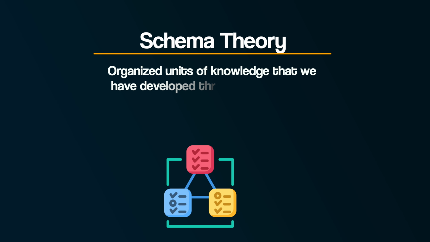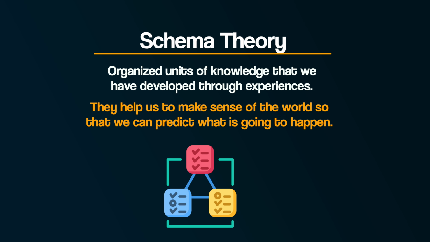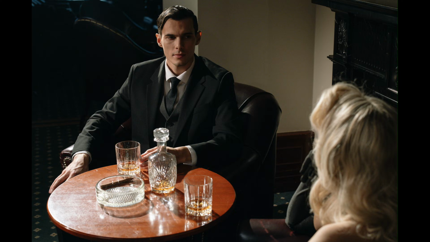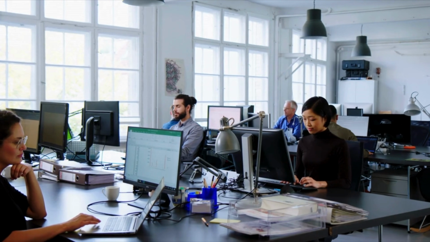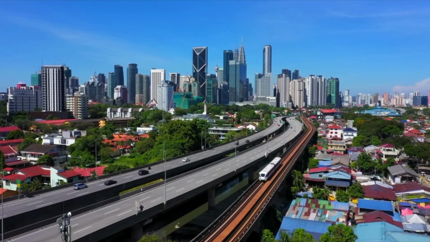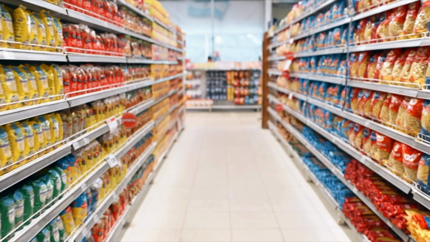All of this is based on schema theory. For more detail on schemas, you can check out the video on the cognitive approach, which I've linked below in the description. But in short, schemas are organised units of knowledge that we've developed through experiences. They help us make sense of the world so that we can predict what is going to happen and know how to respond appropriately. And so too for a criminal. They would have a schema for how to do their job, how to travel and how to get around a town, where to get food and how to talk and interact with other people.